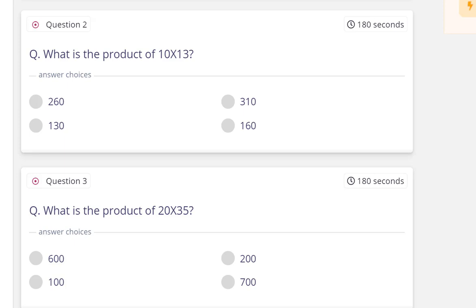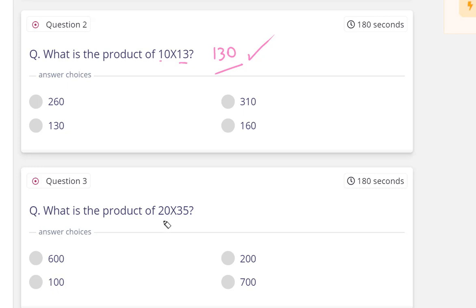Ibrahim, you will solve question number 2. What is the product of 10 multiplied by 13? 1 multiplied by 13 equals 13, with a 0, equals 130. Great. Thank you, my hero. And Ali, what is the product of 20 multiplied by 35?